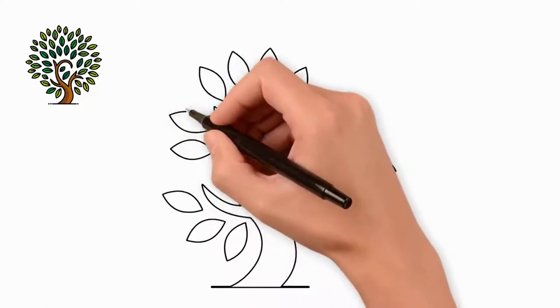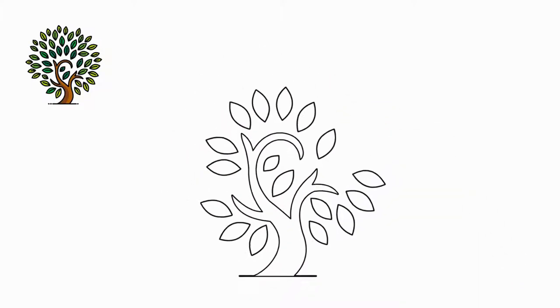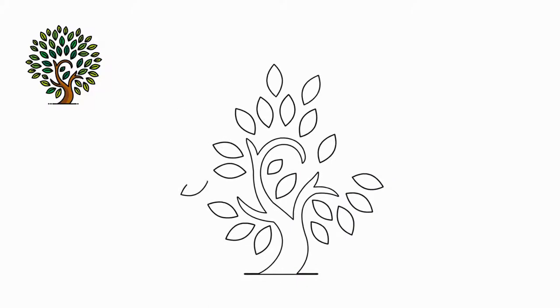Draw the crown of the tree from the middle to the top. We also draw leaves on both sides of the tree. Our crown, which we draw, looks like a head on a tree.